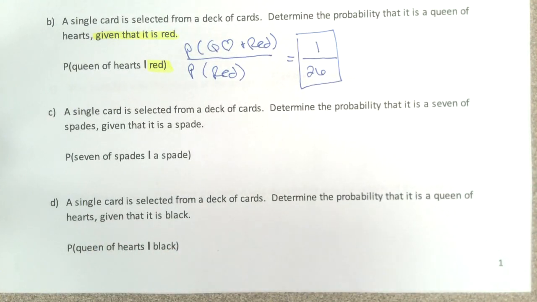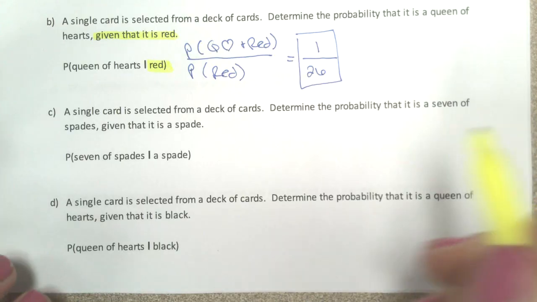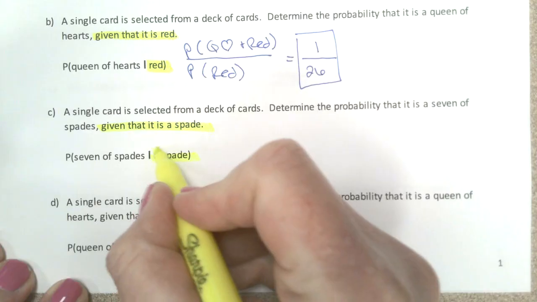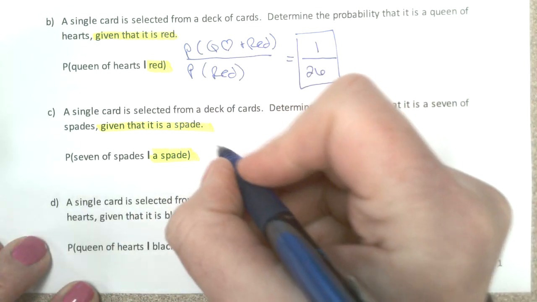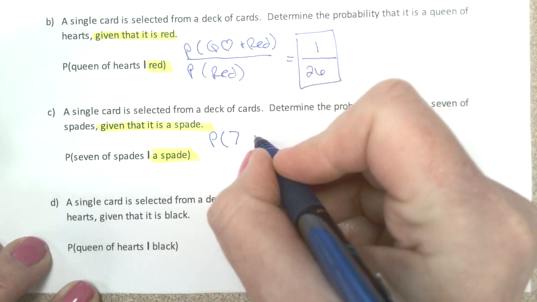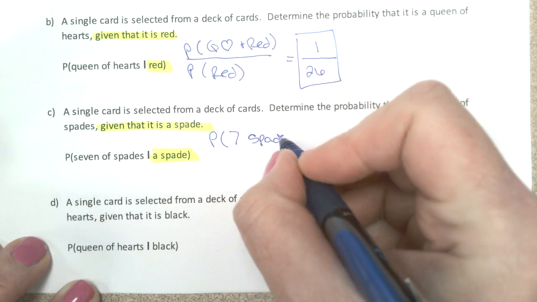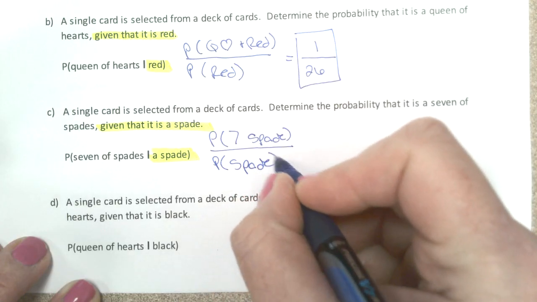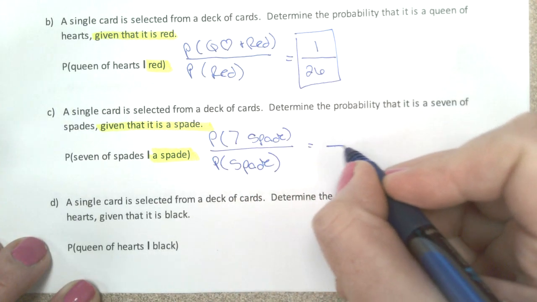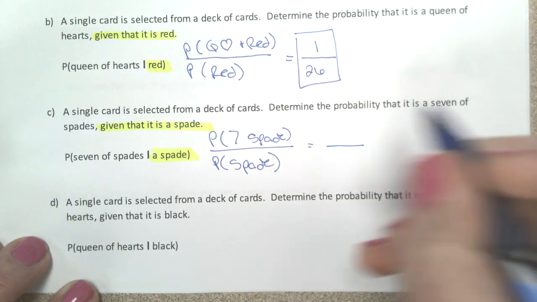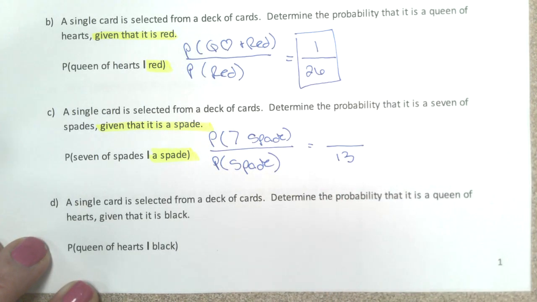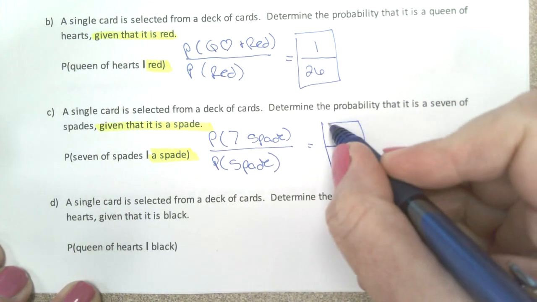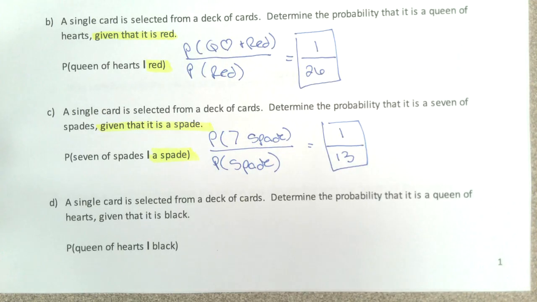A single card is selected. Determine the probability it is a 7 of spades, given it is a spade. So I want the probability that I have a 7 of spades divided by the probability that my card is a spade. Spades is one of your suits. There are 13 cards in each suit. There is only one 7 of spades, so that probability is 1/13.